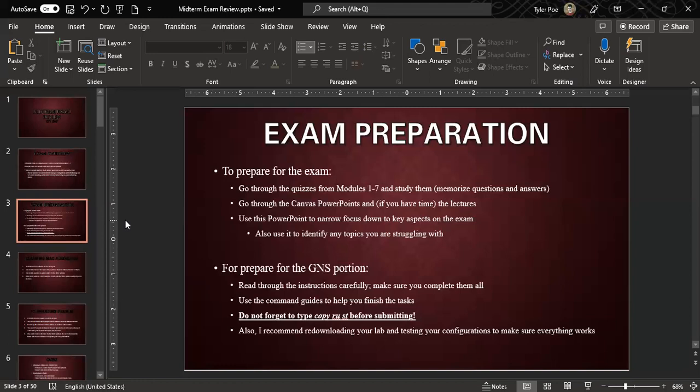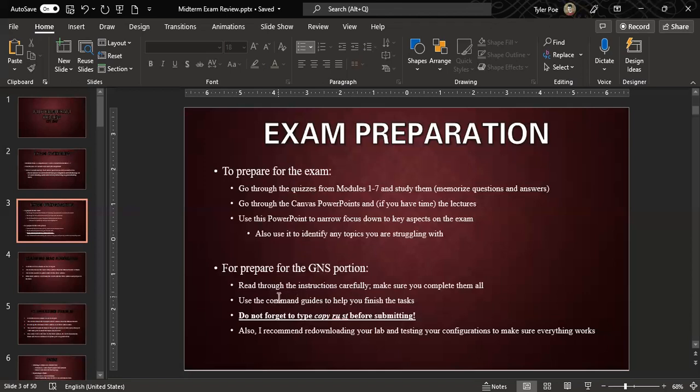There was one other recommendation I had. Maybe it'll come to me a little later. Oh, I remember now. One other thing I would recommend is to go through your old lab assignments, especially the commands. That could help you with certain questions in the exam, especially a certain one I talked about. And it can also help you for the GNS portion if there is one.